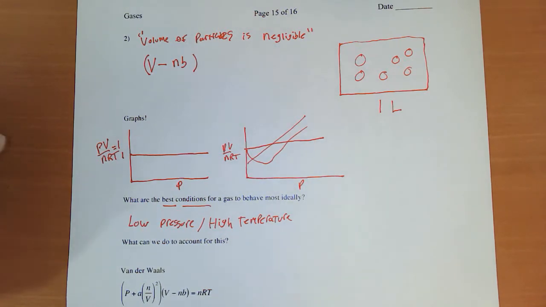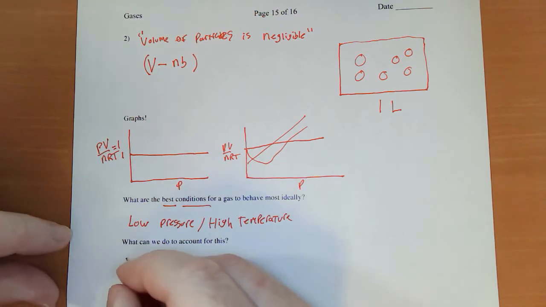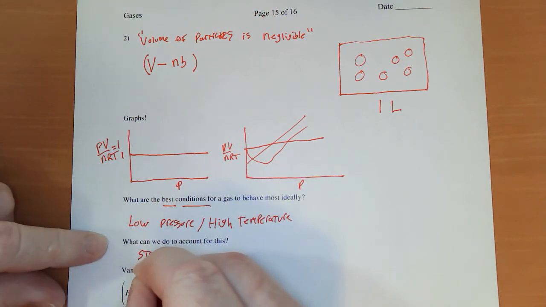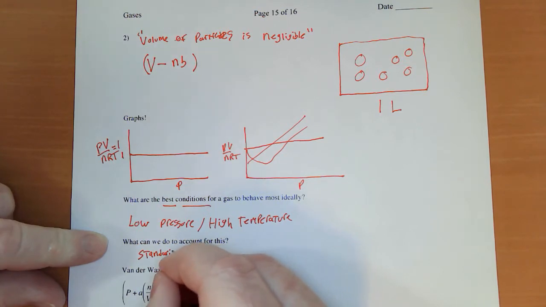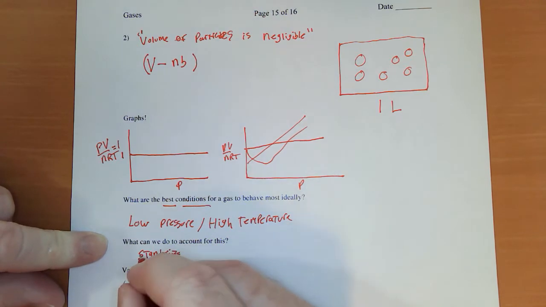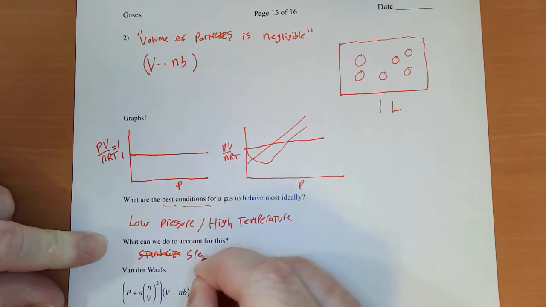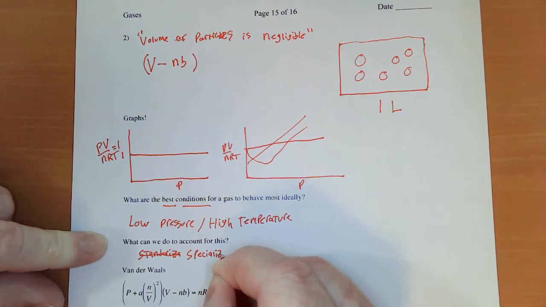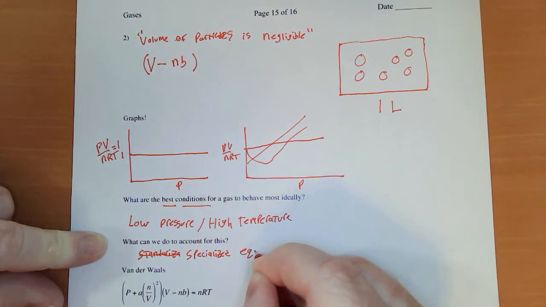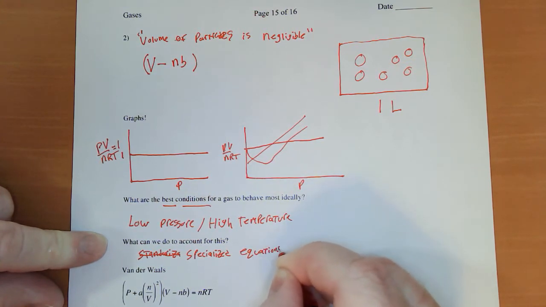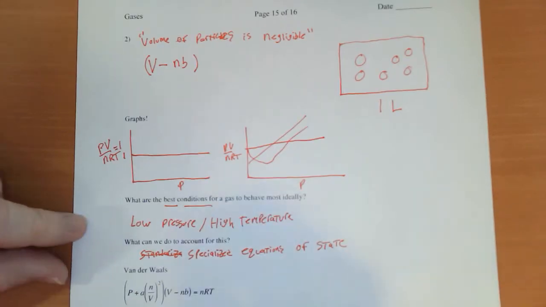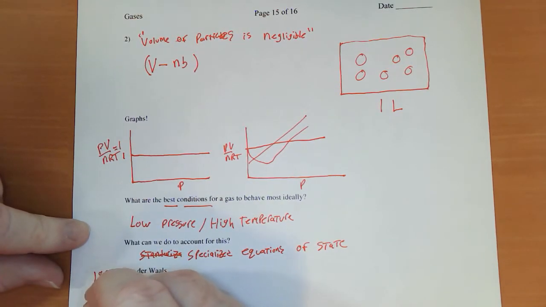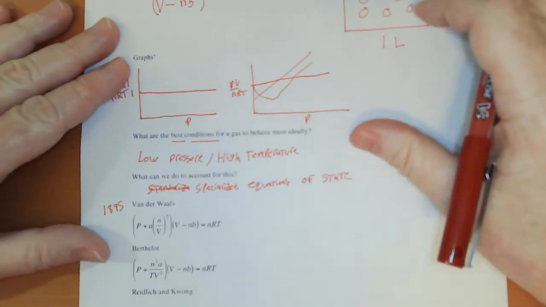Okay? So, we can account for the behavior with some standardized... I'm misspelling that. Let's use specialized equations of state. So we'll start off with van der Waals in about 1895, give or take a little bit.